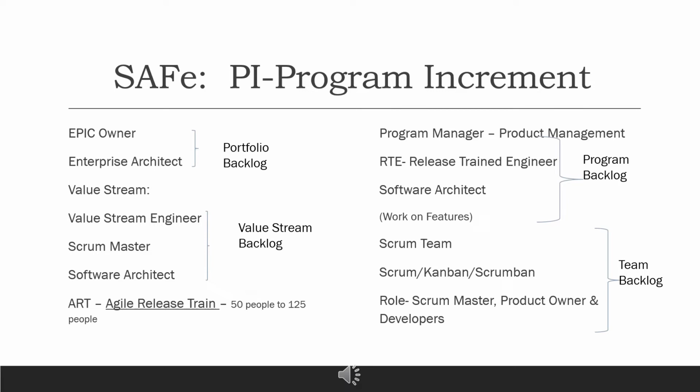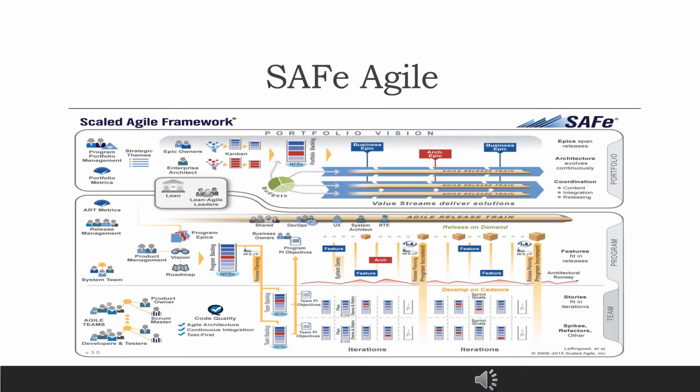So here this is the portfolio level, program level, and team level. This is actually PI, that is the program increment mechanism. This comes under SAFe Agile. Now we will see the SAFe Agile overall process, how this process works in the Scaled Agile Framework.